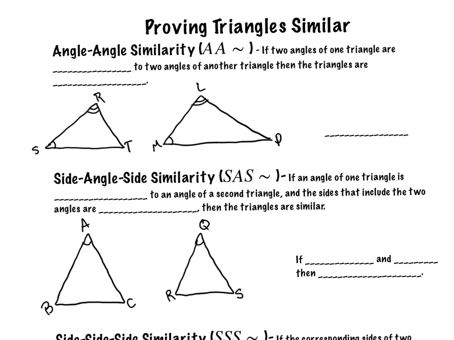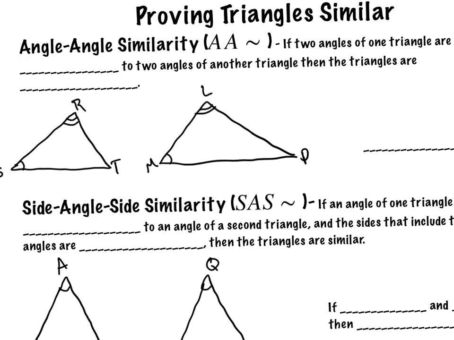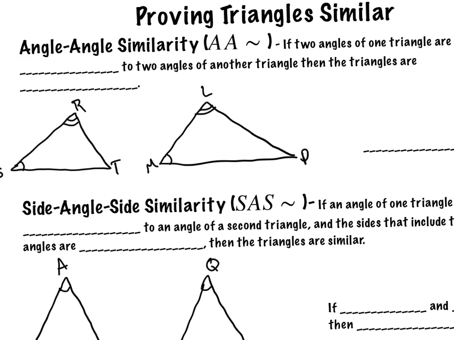So the first one we have is angle-angle similarity. This says that if two angles of a triangle are congruent to two angles of another triangle, those triangles are similar. So if you have two triangles and you can say that two pairs of angles are congruent, you can say they're similar.